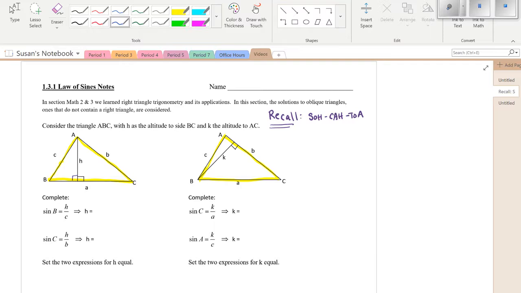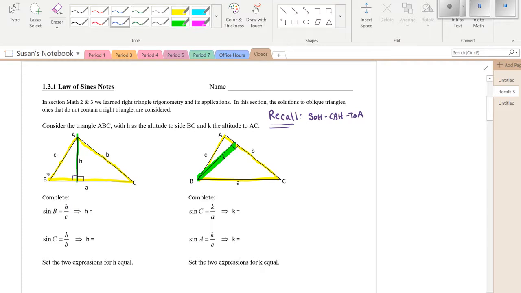Consider the triangle ABC with h as an altitude to side BC and k as the altitude to side AC. Notice that triangle ABC for both of these is not a right triangle, so we are creating an altitude for both of them. In this case, this one is h and this one is k. We created that altitude so that we do have two right triangles, because that's what an altitude does. So first of all, it says complete the sine of B equals h over c.